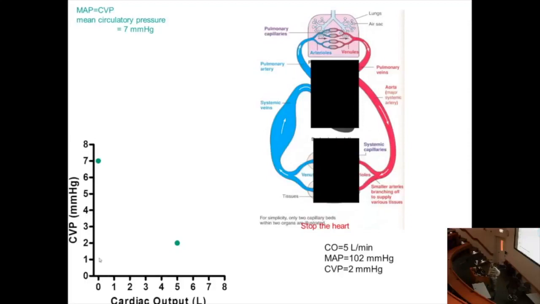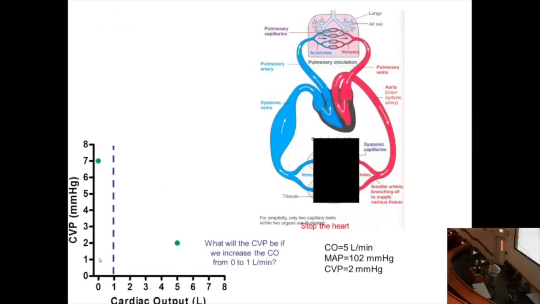Now, here's the tricky part. What happens when I take my stopped heart and I restart it at a cardiac output of 1 liter per minute?